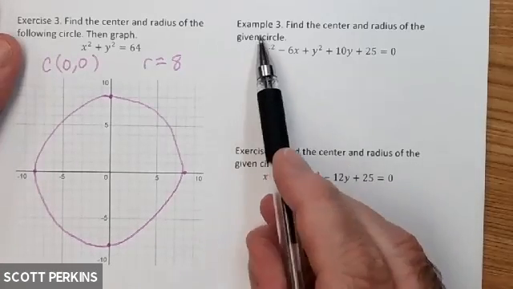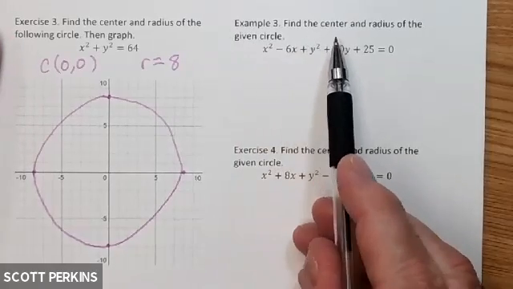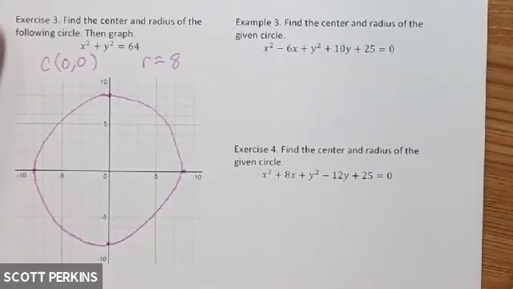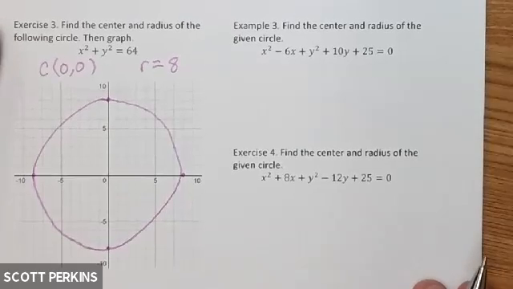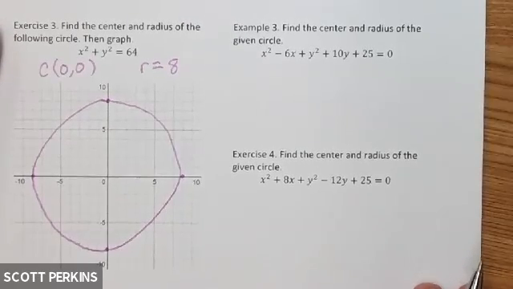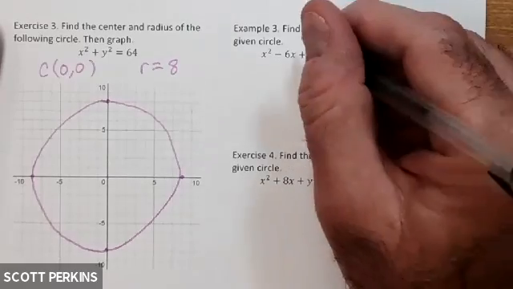All right, so example 3. We are going to find the center and the radius of this circle. Now, here's the challenge. This circle is not given to us in center radius form. This one's given to us in what's called standard form.